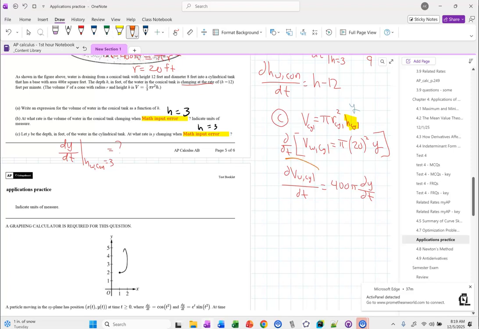Mr. Kulik, for me to solve for dy dt, I gotta know what that is. What's the rate that water's changing for that cylinder? What? 9 pi. That's excellent. How'd you come up with that? Share with us. Illuminate.